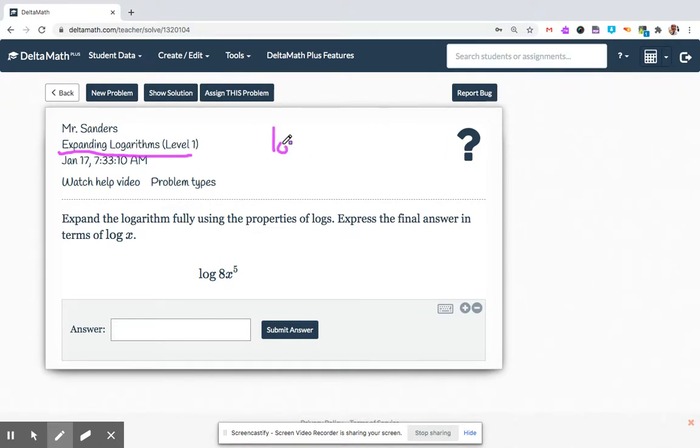So the first thing, let's go ahead and rewrite the problem. We're base 10. All right. So then I break down this multiply. So this now becomes log of 8 plus log of x to the 5th.